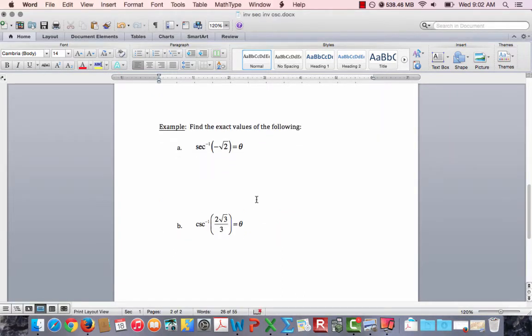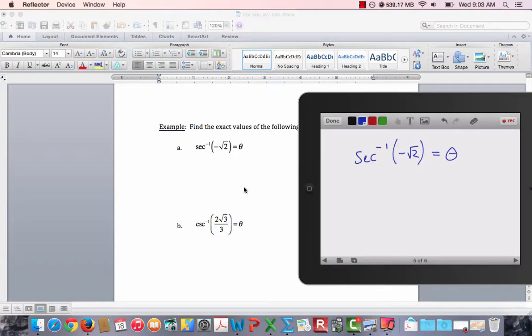So let's look at a couple of examples here. We want to evaluate the inverse secant of negative radical 2. So again, we want to make sure that we understand this is going to have an output value of theta, or an output value that is an angle, and we're going to recall before we get started here that our only possible output values are going to be in the first or the second quadrant.